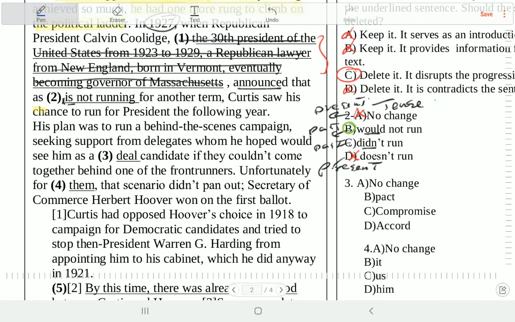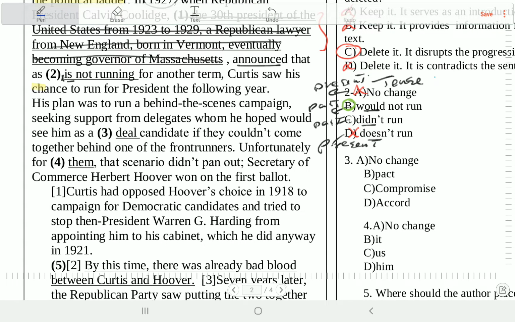President Calvin Coolidge announced that he wouldn't run for another term. Curtis saw his chance to run for president the following year. His plan was to run a behind-the-scenes campaign, seeking support from delegates whom he hoped would see him as a deal candidate. That's vocabulary. If they couldn't come together behind one of the front runners.